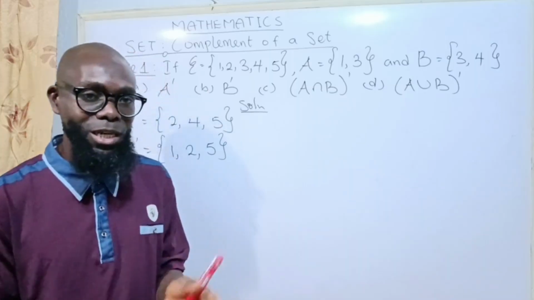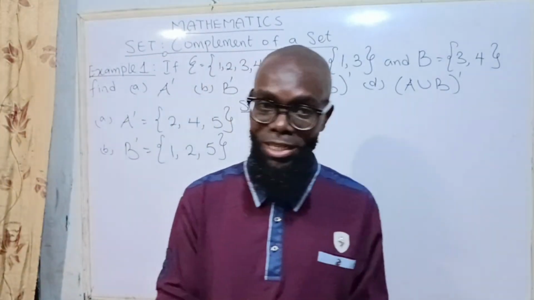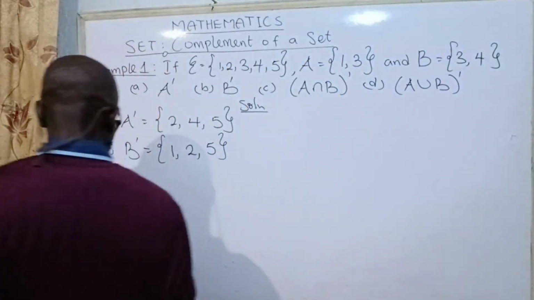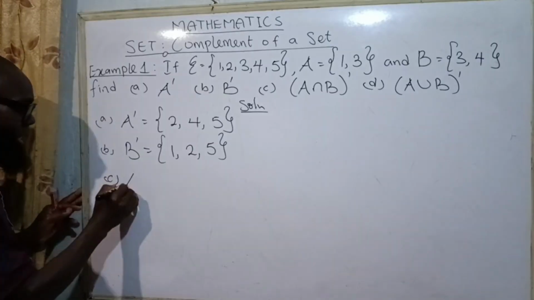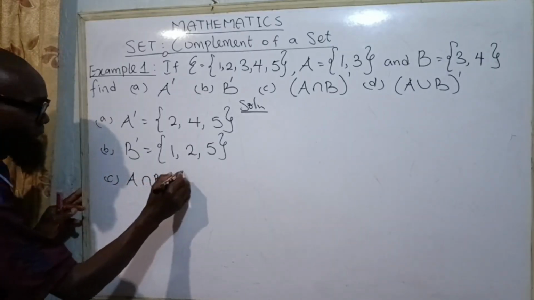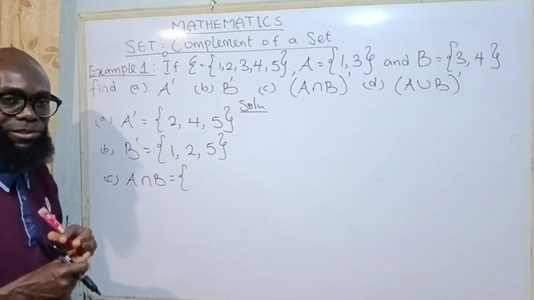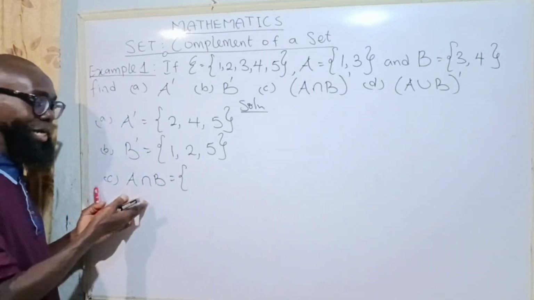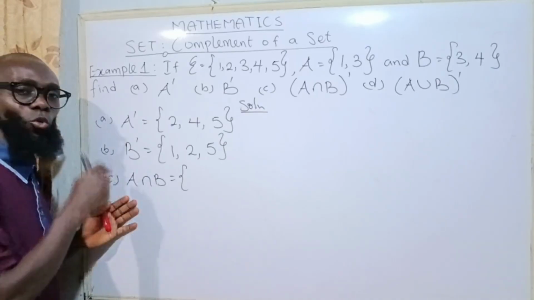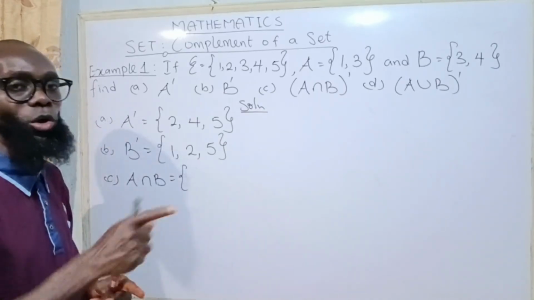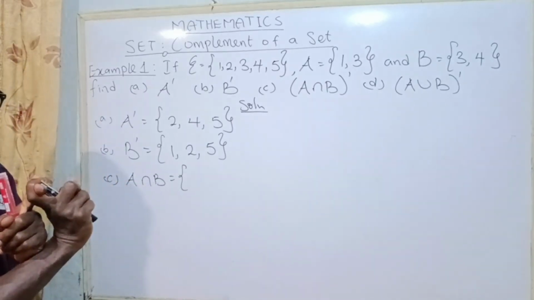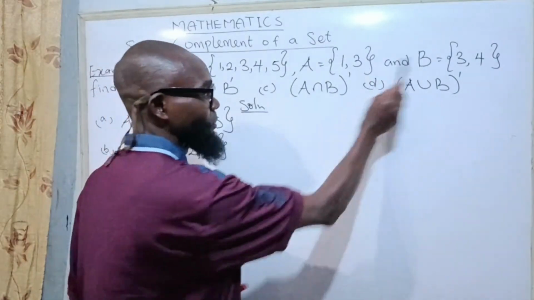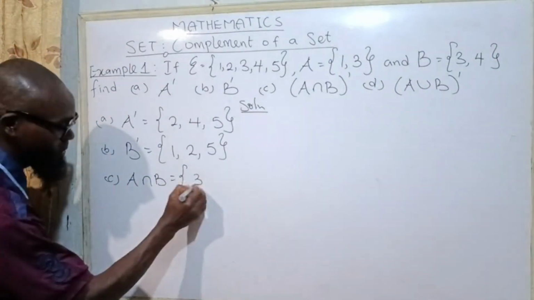Then question C, we have open bracket A intersection B close bracket complement. Now in our mathematics, we do the bracket first, that's the inside before the outside. The inside is A intersection B. If you can recall from our previous classes when we discussed union and intersection, A intersection B means what can be found in A and also in B, what they have in common. So when we look at A intersection B, what do they have in common? They have 3 in common. So we have 3 here.